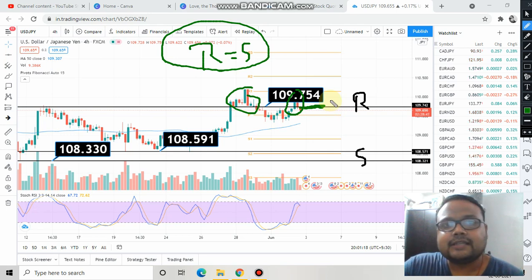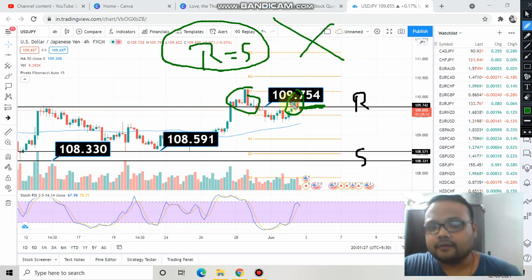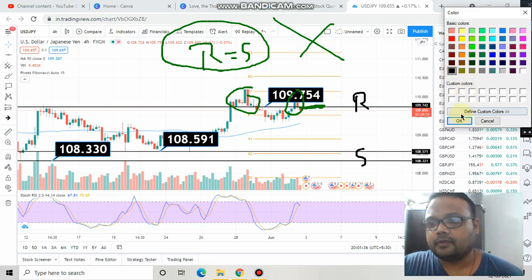Otherwise, if you see that price is struggling, then you'll get the signal that the resistance has not become support yet, so you should not buy. So wait for the market to cross this level, then you will get the opportunity. This is your first buying opportunity or the first trading opportunity.